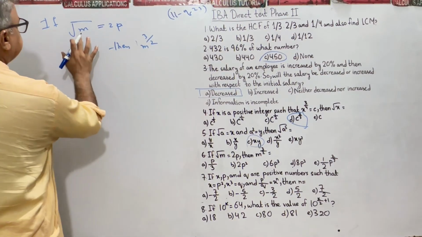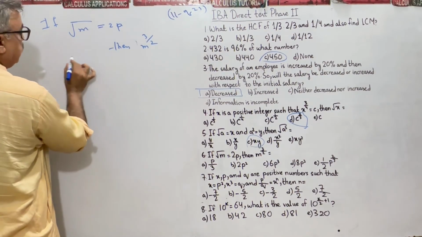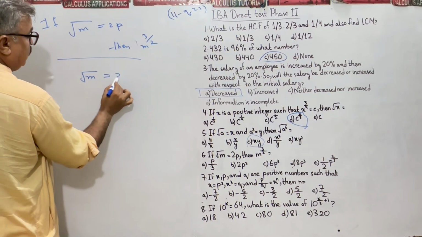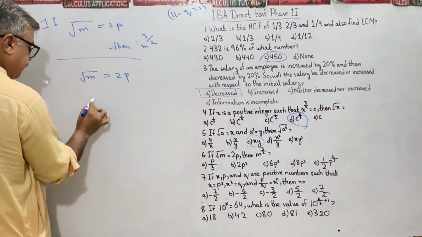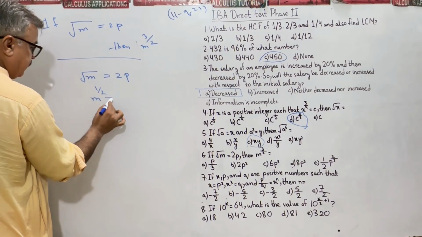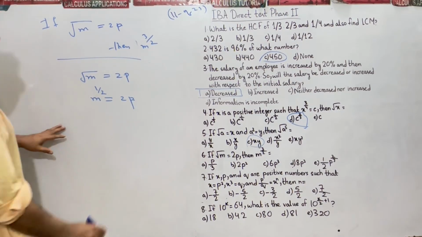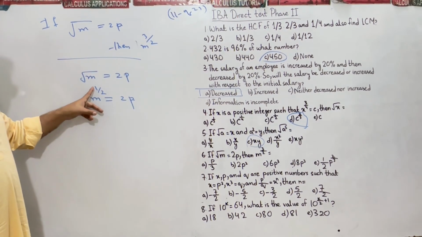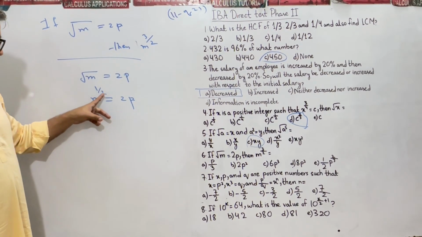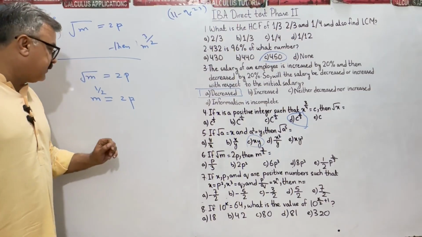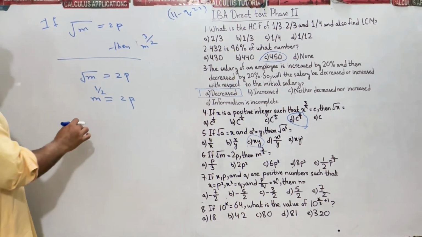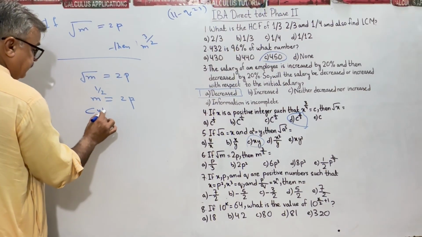Look at this. What I have been given is a simple one. Root m is equal to 2p. Root m can be written as m raised to 1 over 2, that's equal to 2p. Now I need 3 over 2. There is m raised to 1 over 2. If I take the cube on both sides, it is going to work wonders for me.